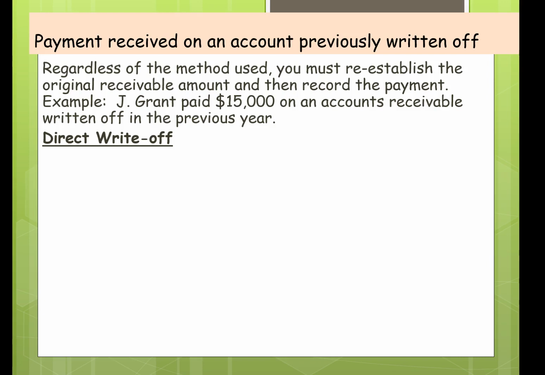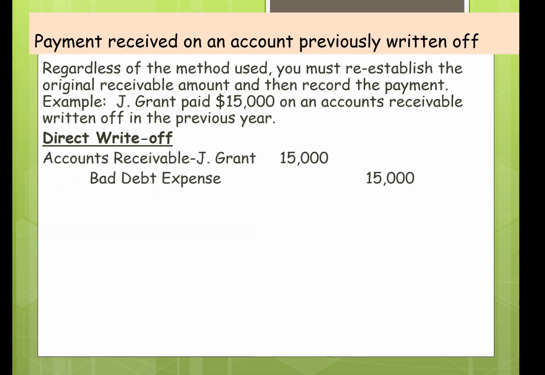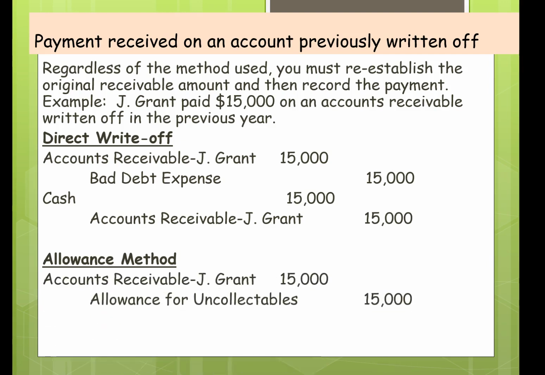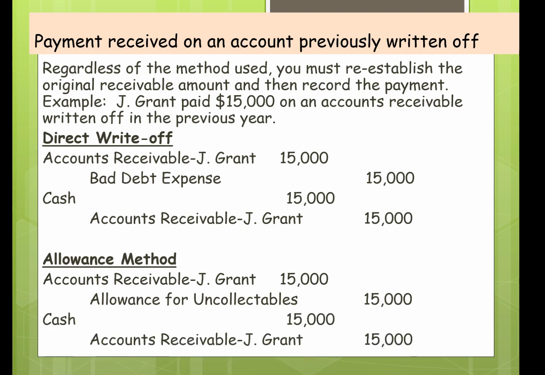Now, what happens when you write it off and then later on somebody repays you? It doesn't matter which method you use, you always have to reestablish the accounts receivable and then show the payment. Regardless of the allowance method, whether it's sales or aging of accounts receivable or percentage of accounts receivable, we're going to reestablish the account and we're going to credit allowance for doubtfuls, and then we're going to show the payment. And the reason we do this is we need a trail. And that completes this part 1 for accounts receivable.